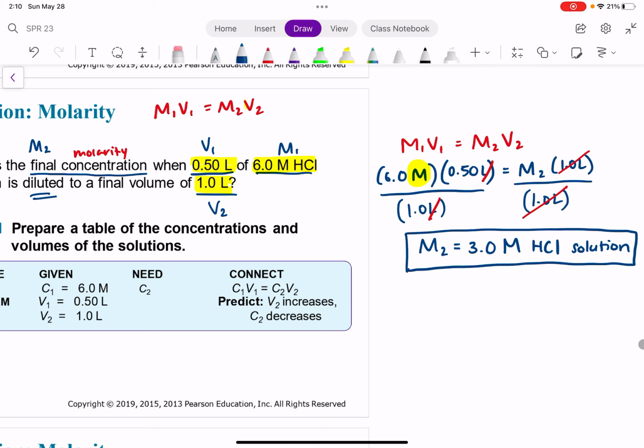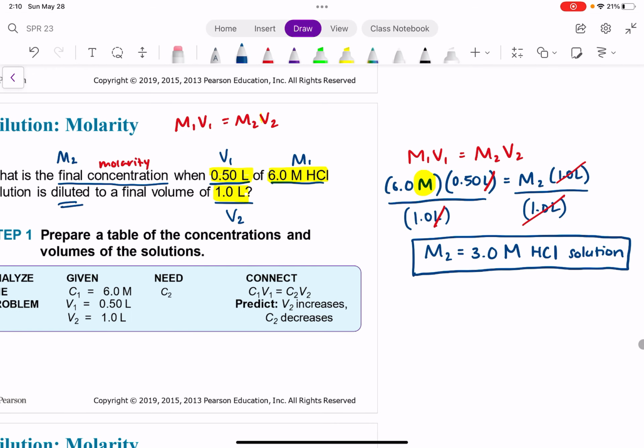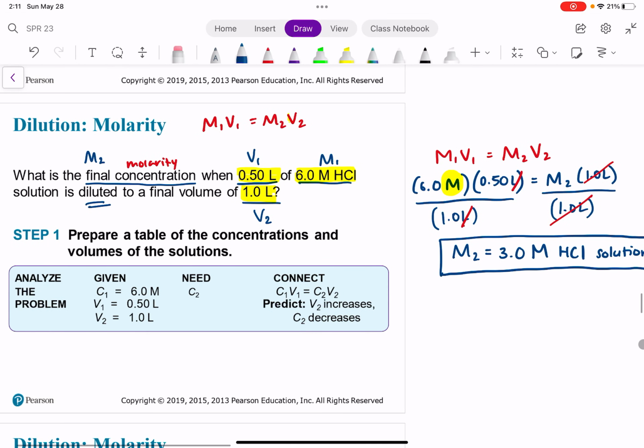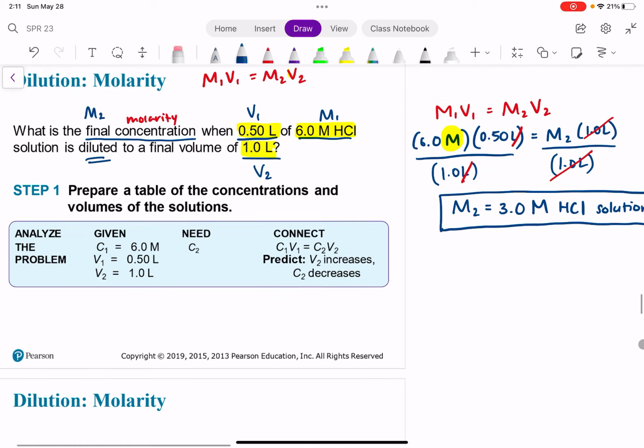All right, so that's our final answer. So we got our final concentration. We were given our initial volume, our initial molarity, and our final volume, and we wanted to calculate the final molarity using our dilution equation.